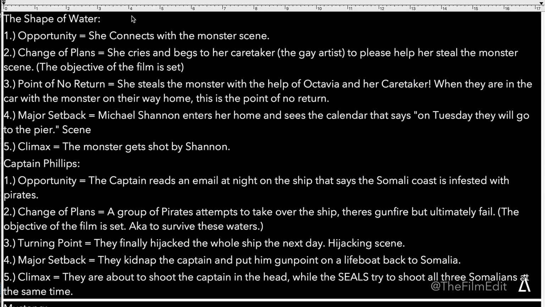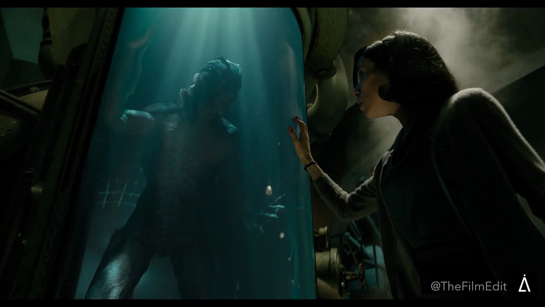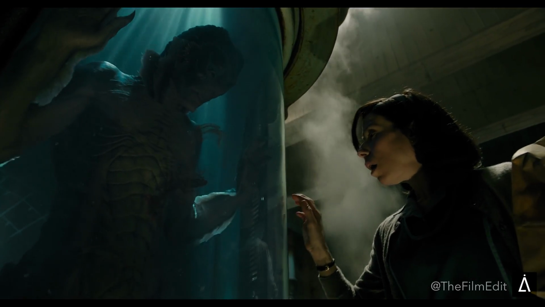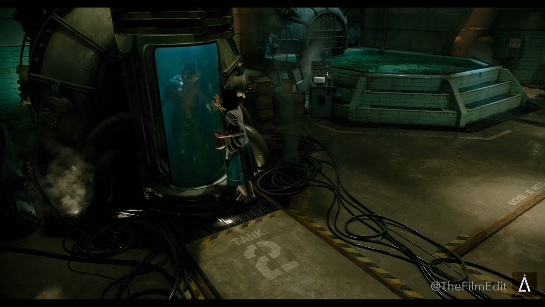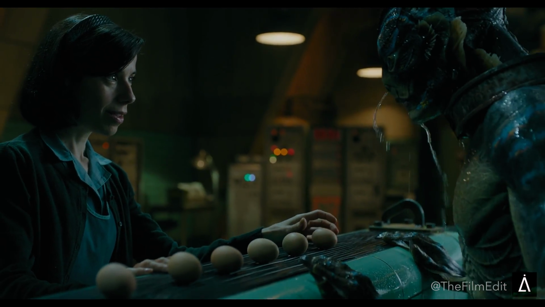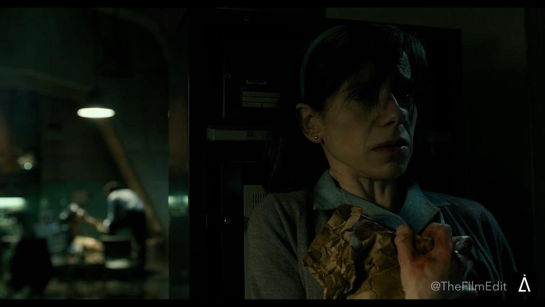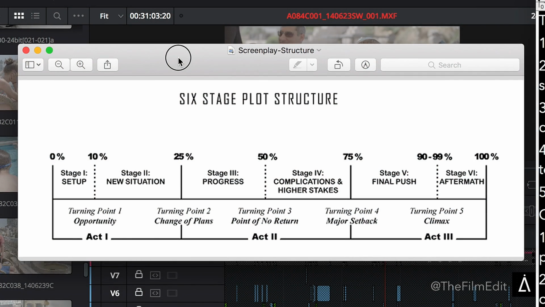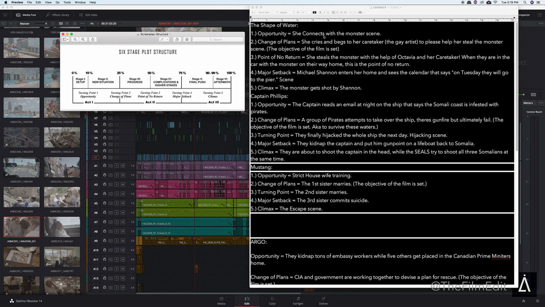The opportunity in The Shape of Water is she connects with the monster. So that scene where she's connecting with the monster, she sneaks into the lab where they have the monster and she begins connecting. So that is the turning point. That is the opportunity. That is, she was living a regular life until she went into that lab and connected with the monster and the creature. So that is a turning point in her life. So that is the opportunity.